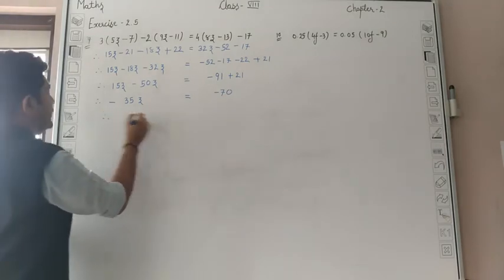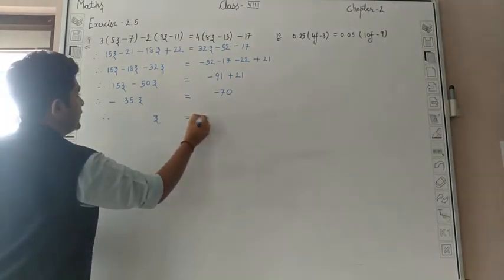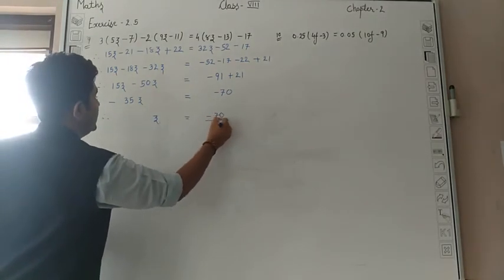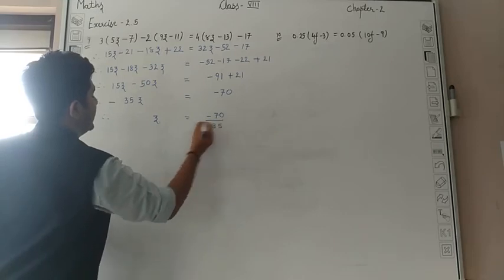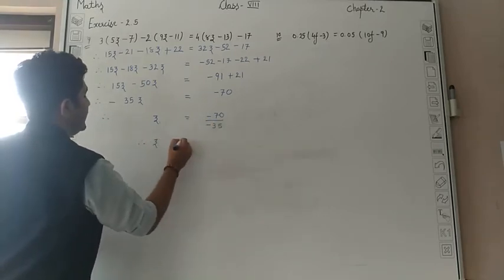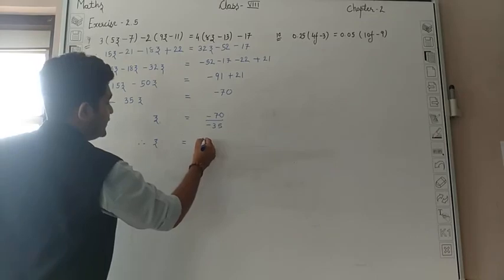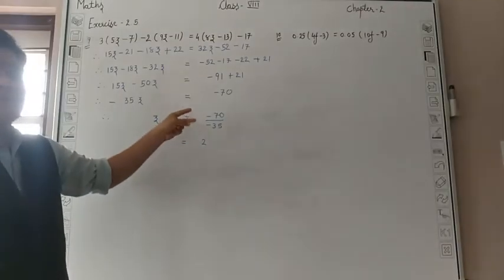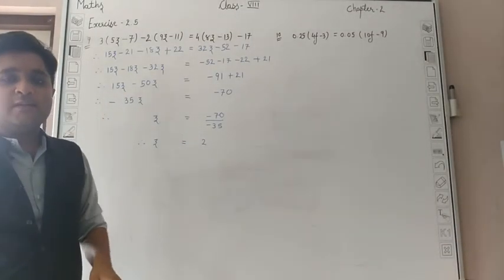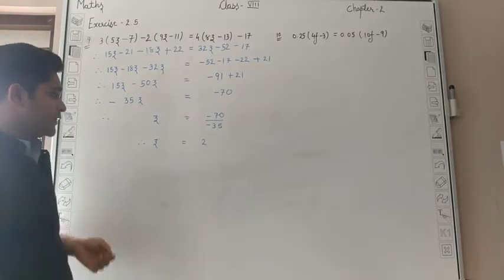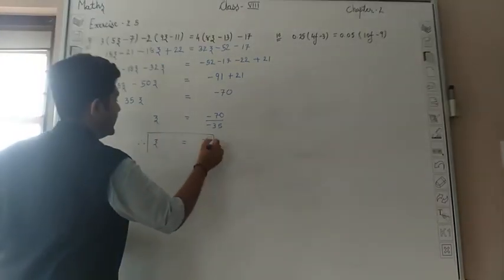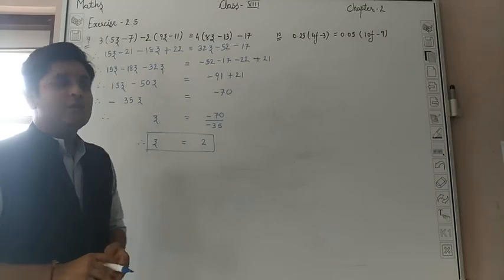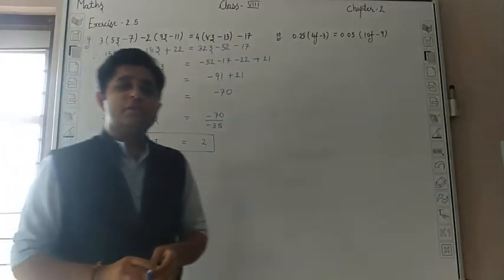Now simplify this. So z is equal to minus 70 divided by minus 35. So friends, we know that 35 twos are 70. So the answer is 2. And this both minus sign is cancelled, or we can also say that minus minus becomes plus. So here we got the answer: z is equal to 2. So this way we can find the solution.